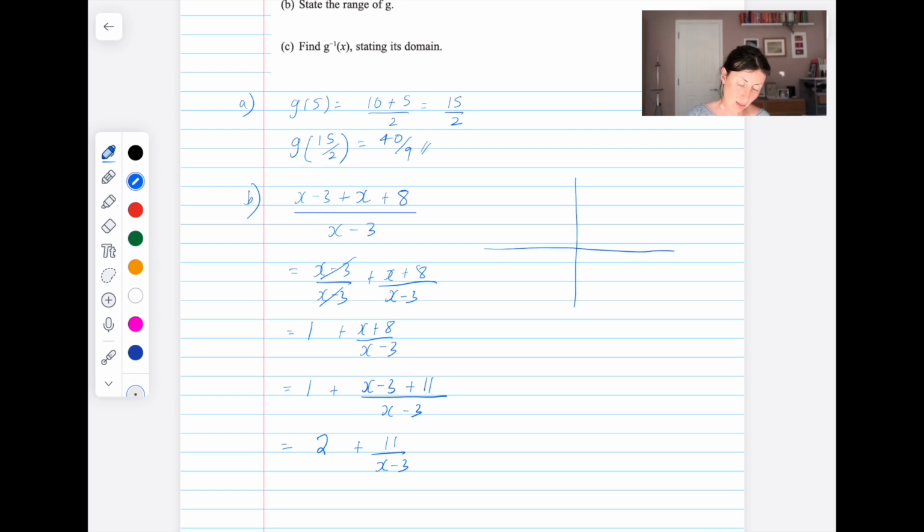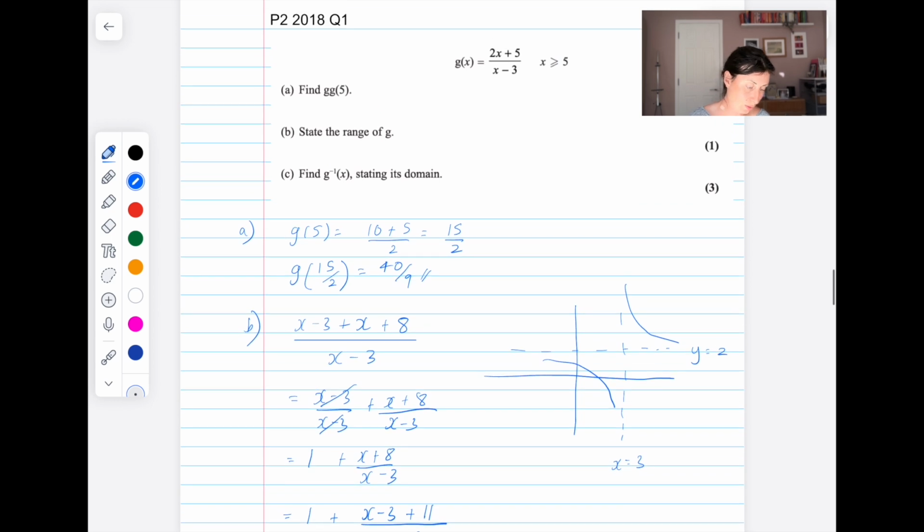We've got x's shifted to the right by 3, so the asymptote will be at 3. y's are times by 11 and then added 2. y equals 2 is positive, so it will be top right, bottom left.